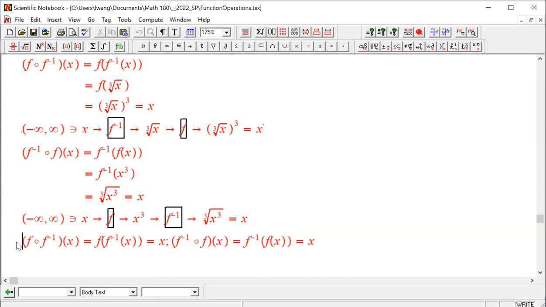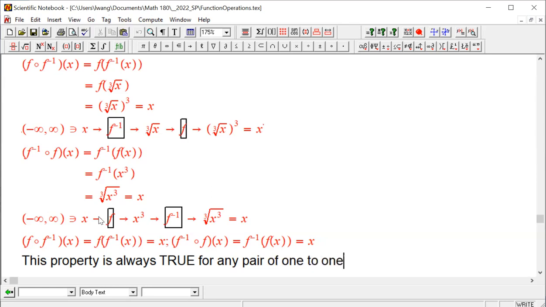or is it always true? The answer is it is always true. This property is always true. Actually I don't need to say always, but I use it to emphasize, because a mathematical truth, once true, is always true. It's true for any pair of a one-to-one function and its inverse.